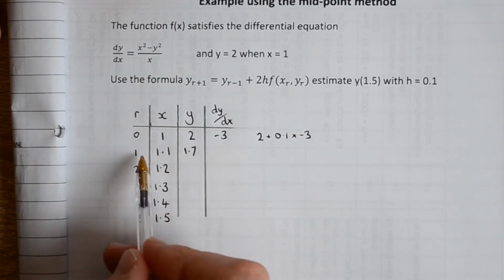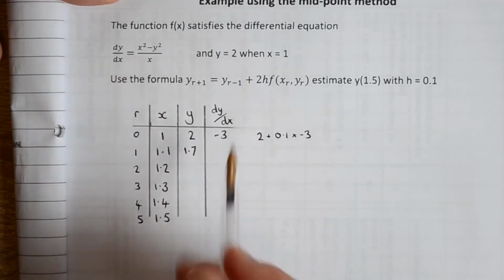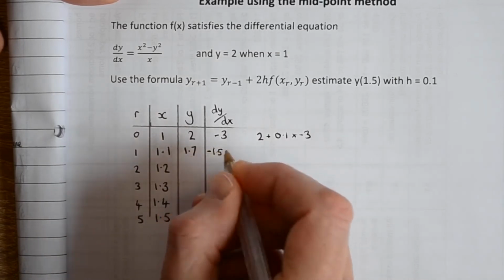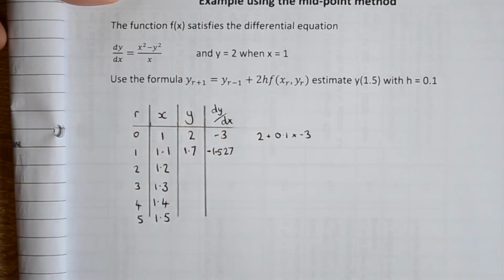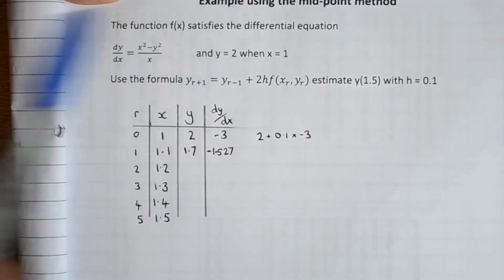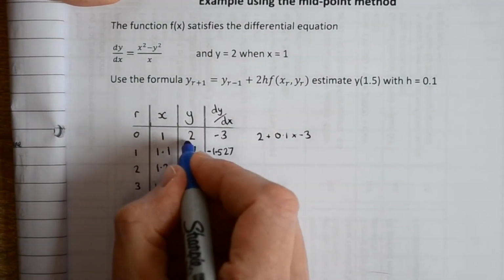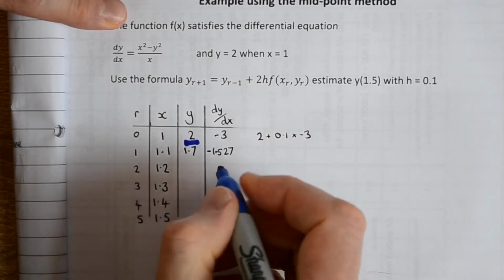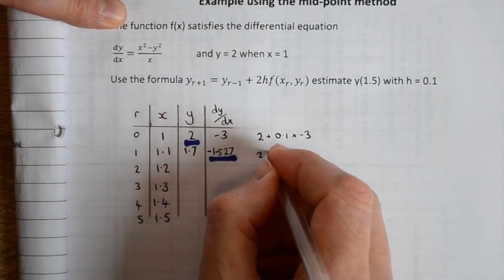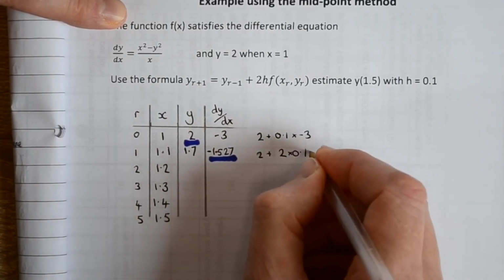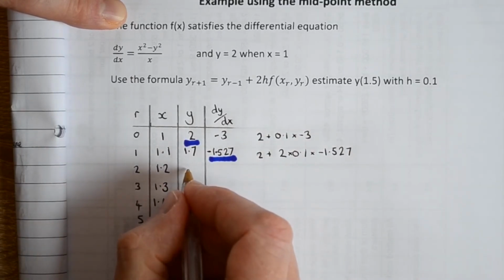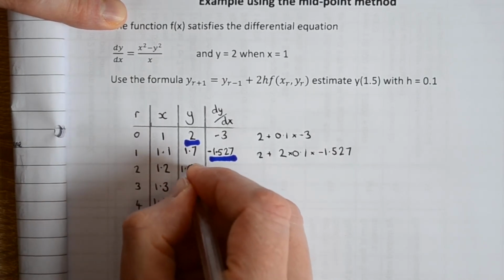Now to find the gradient at this point, we can use our differential equation, sub in our values, and that comes out as -1.527. Right, now we can use this midpoint method properly, because to find out this y value, we want to go back 2 positions to find our y value there, but then we're going to find 2 step lengths using that gradient. So we're going to work out 2 plus 2 steps times the gradient of the previous step. So that gives us a y value of 1.695.